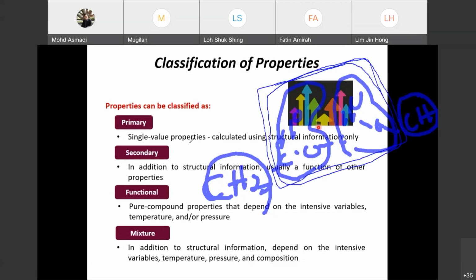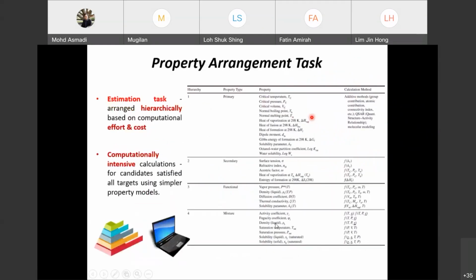Okay, so you have to define. Functional is a pure component property that depends on the intensive variables, temperature and pressure, while mixture is the structural information. This one is also from the primary. Secondary depends on the intensive variables: temperature, pressure and composition. So if you look at here, these are the properties. Solubility, of course, depends on the pressure and temperature.